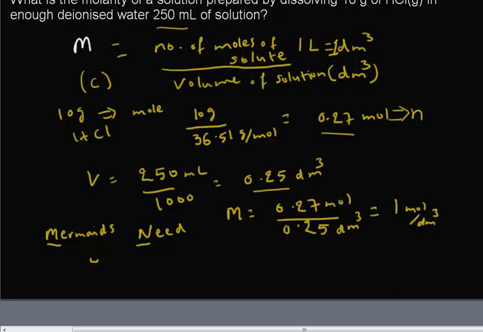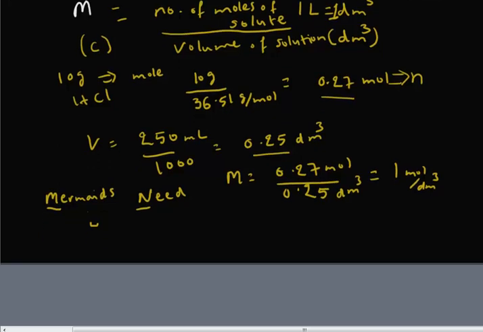Let me write it here. Mermaids need vegetarian diet. Well, if you don't like this mnemonic aid, you can create your own. So M stands for molarity, n for number of moles, V for volume, and D for dm cubed. Mermaids need a vegetarian diet. I'm not sure about that.